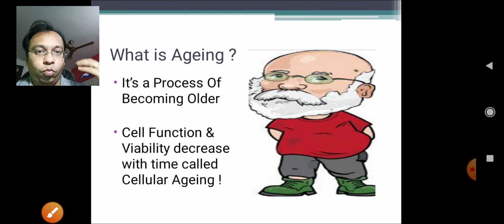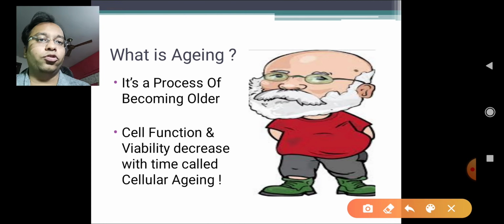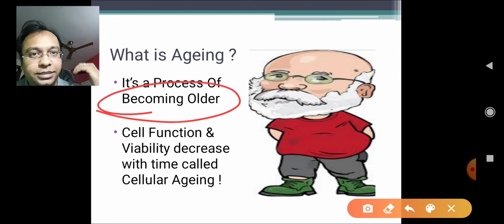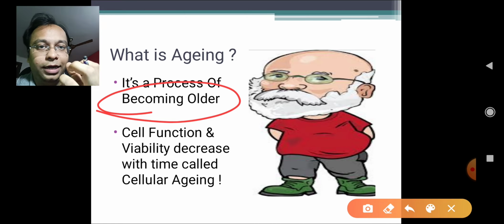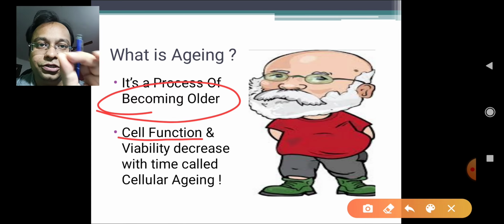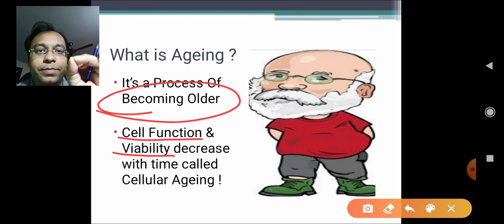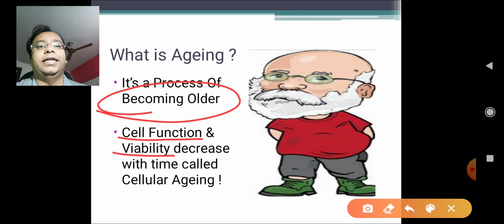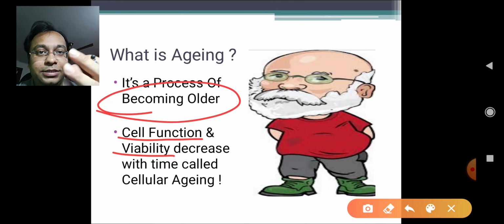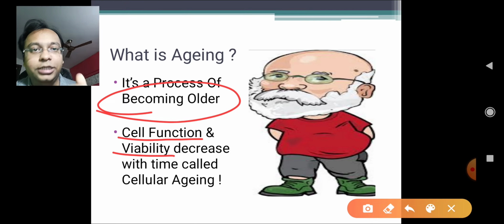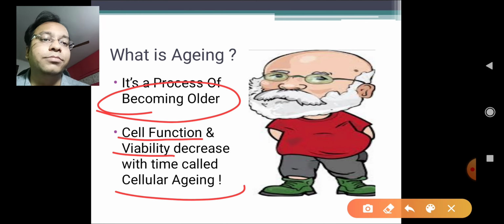Okay, so what do you mean by aging? Obviously it's a process of becoming older, that is aging. But what do you mean by cellular aging? We want to talk at the cellular level. So cellular aging means the cell function and the cell viability will decrease with time. So the cell will also become older. Its functional capacity and its viability will decrease with time, and that is known by the name cellular aging.